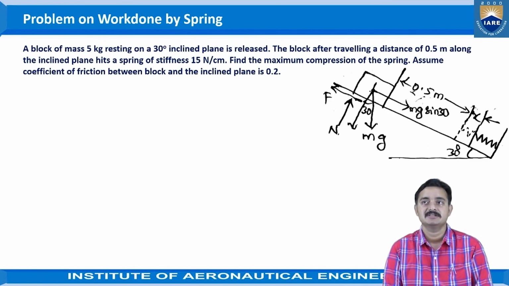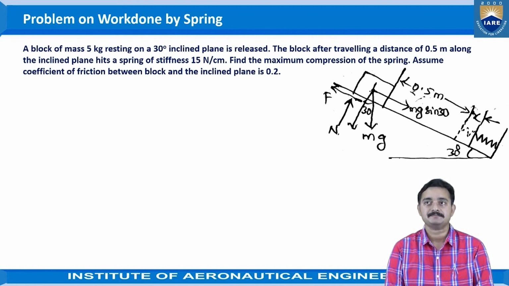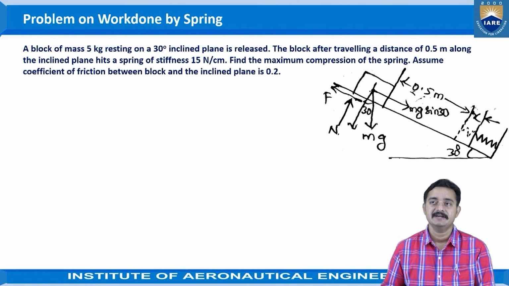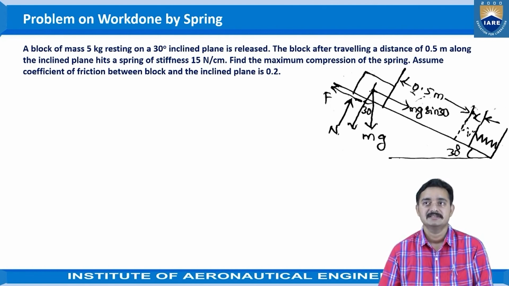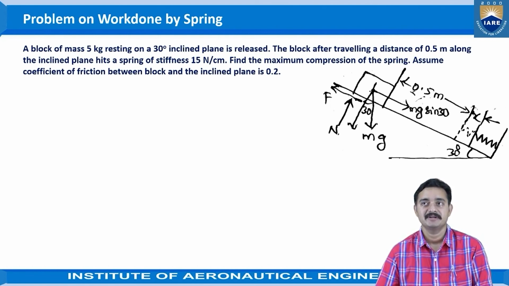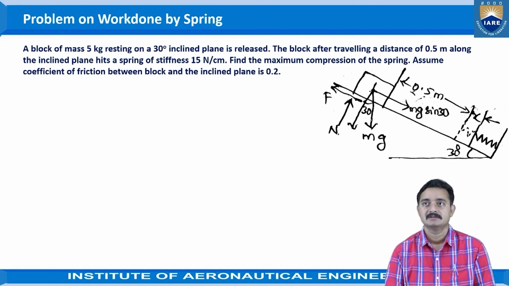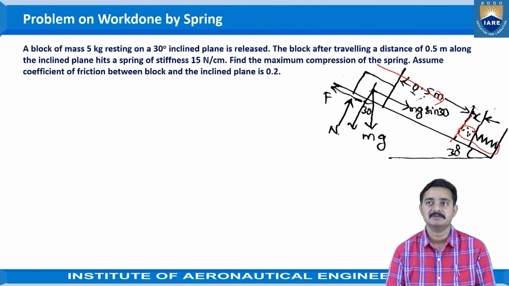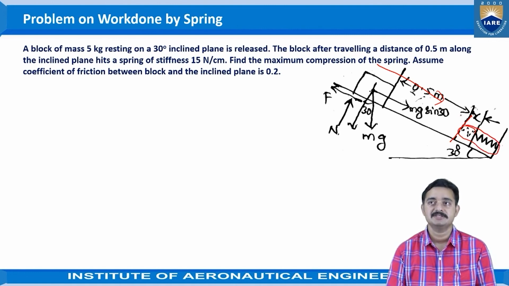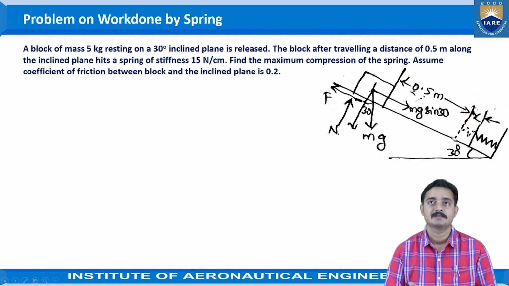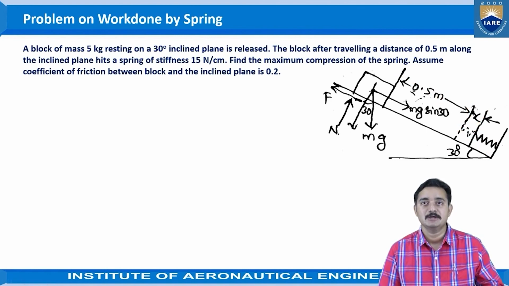So this is the figure which we can draw from the given data. There is an inclined plane which is inclined at 30 degrees to the horizontal, and the block is released from above, travels 0.5 meters, and then touches the spring. When traveling in this direction and touching the spring here, the initial uncompressed distance is like this. After colliding with the spring, it contracts to a distance of x here. So this is what is given in the figure. Find the maximum compression of the spring.